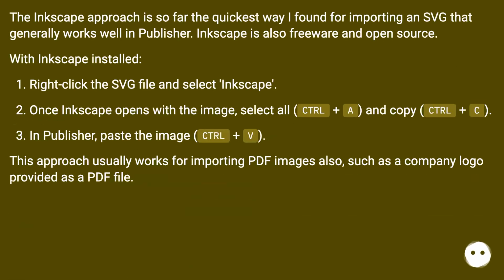The Inkscape approach is so far the quickest way I found for importing an SVG that generally works well in Publisher. Inkscape is also freeware and open source. With Inkscape installed, right-click the SVG file and select Inkscape. Once Inkscape opens with the image, select Alt, Ctrl+A, and copy, Ctrl+C. In Publisher, paste the image, Ctrl+V. This approach usually works for importing PDF images also, such as a company logo provided as a PDF file.